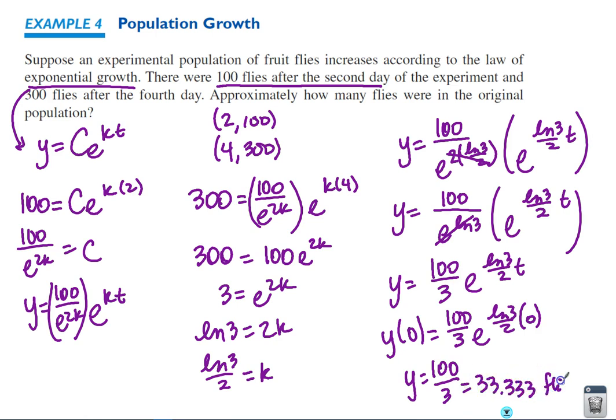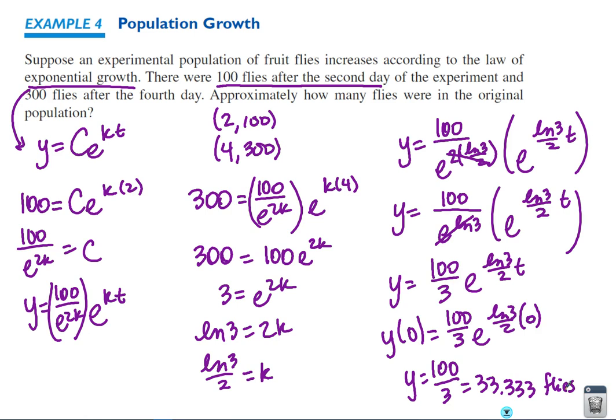33.333 flies. They didn't tell us what to round to, so this just says approximately. I mean, we would probably just say 33 flies, okay? You can't have a third of a fly, but it just works out that the math looks that way. So they would tell you though specifically what they want you to round it to. They didn't this time. How lovely, how convenient.